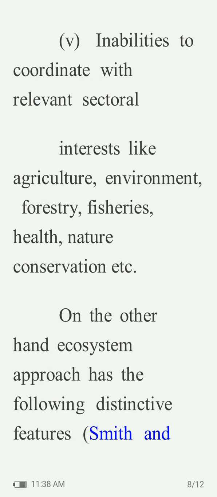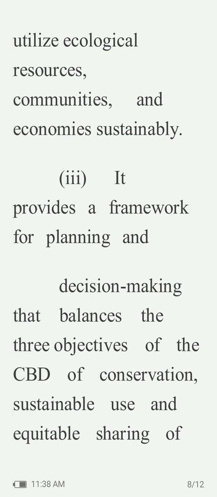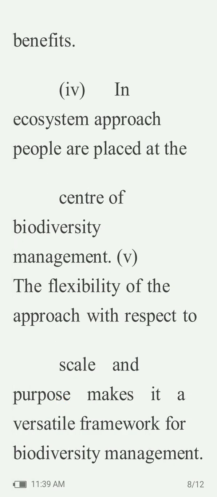On the other hand, the ecosystem approach has the following distinctive features. The ecosystem approach is an integrated strategy for management of land, water, and living resources. It has a comprehensive nature to protect, preserve, and utilize ecological resources, communities, and economic sustainability, and it provides a framework for planning and decision making that balances the three objectives of the CBD: conservation, sustainable use, and equitable sharing of benefits.